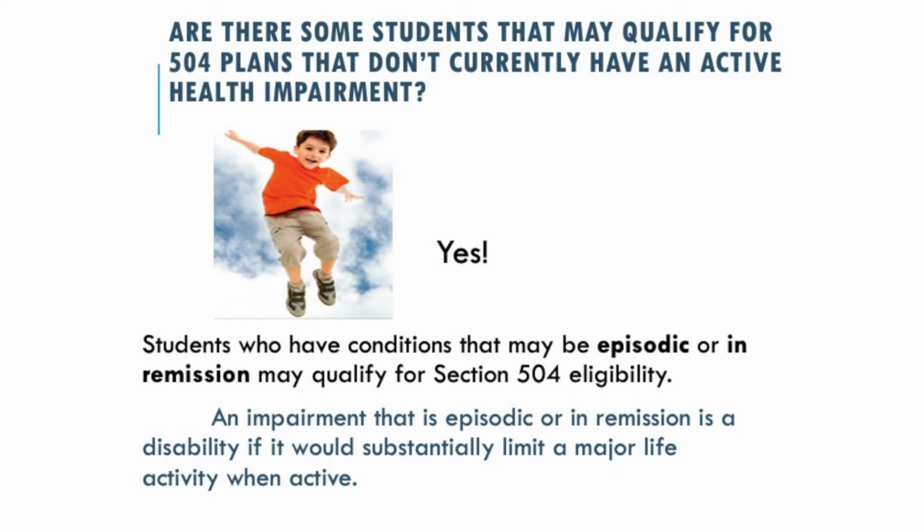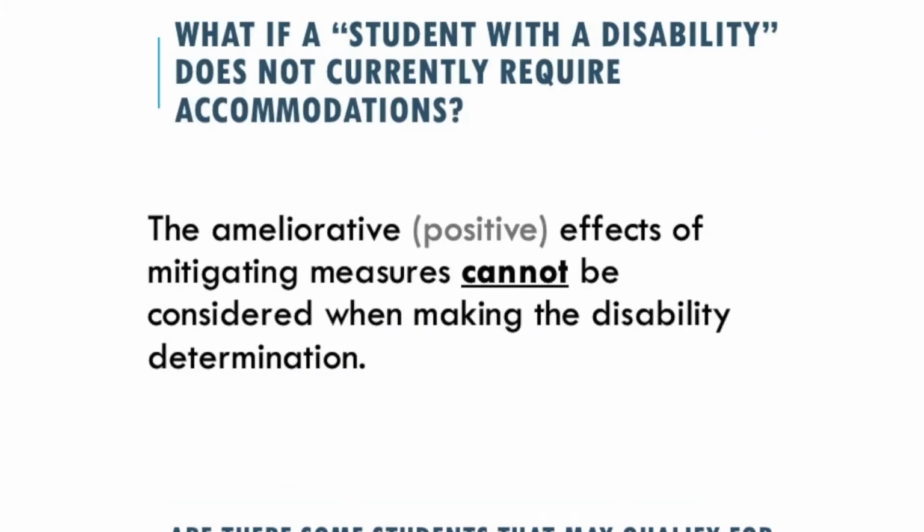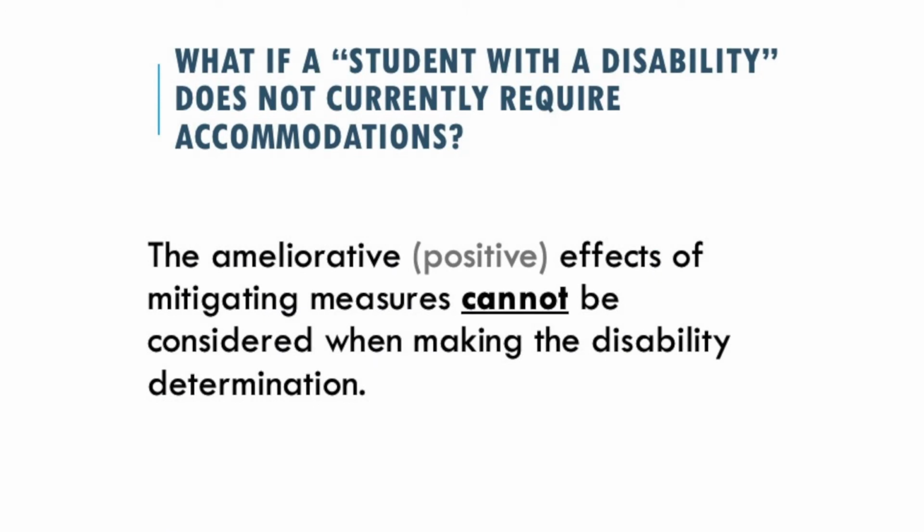Some students with impairments that are episodic or in remission may be eligible but not currently need a 504 accommodations plan. These students' needs are reviewed annually after eligibility is determined. The positive effects of mitigating measures cannot be considered when making the disability determination. If a student is regularly receiving a therapy, a 504 team may determine eligibility based upon consideration of substantial impact if the student were not receiving this mitigating measure.